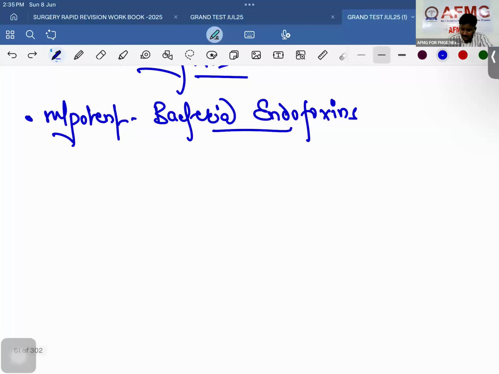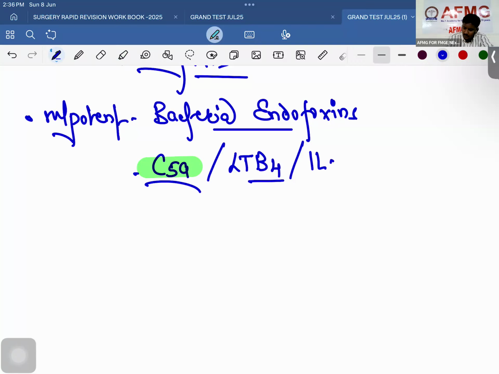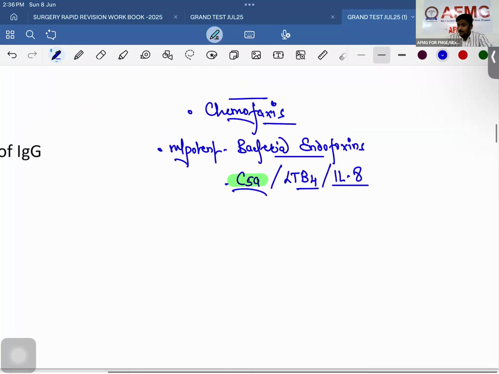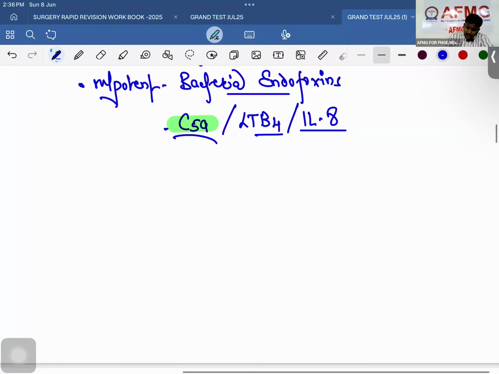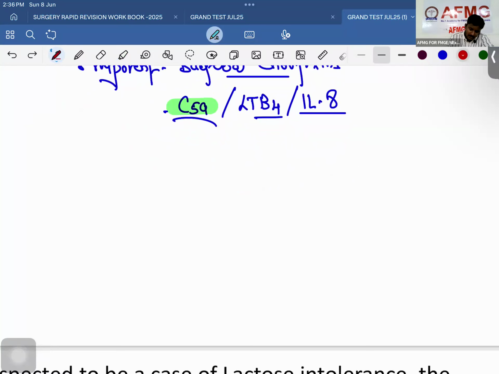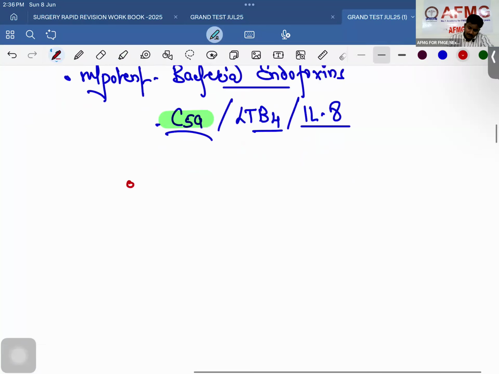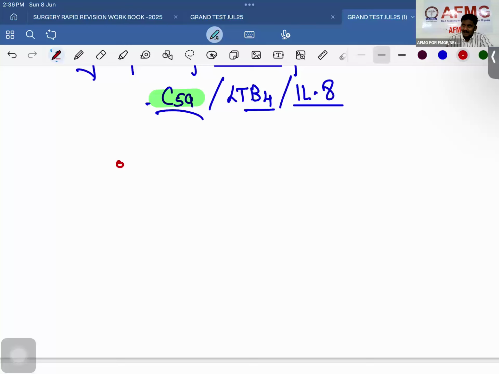If they ask about endogenous, that is from your own body, then obviously it is going to be C5a. The most potent chemoattractant is always C5a, followed by other chemoattractants such as leukotriene B4, and it can be interleukin 8. So that is what is important to be remembered. These are the chemoattractants or the chemotactic stimuli. Now next important is once the neutrophils go to that site, the bacteria is going to be coated and made tasty for phagocytosis. That process is known as opsonization.